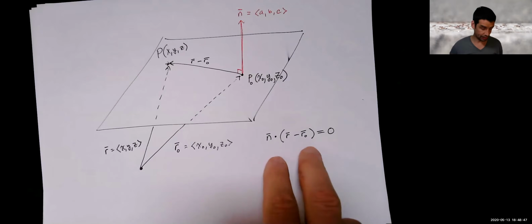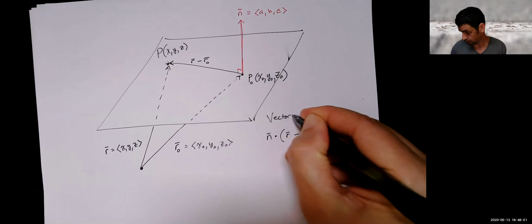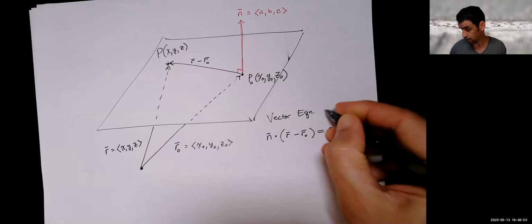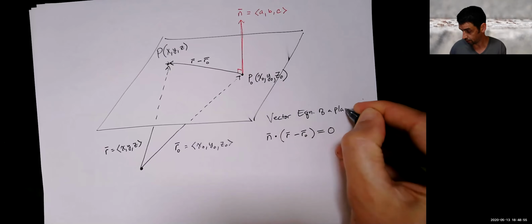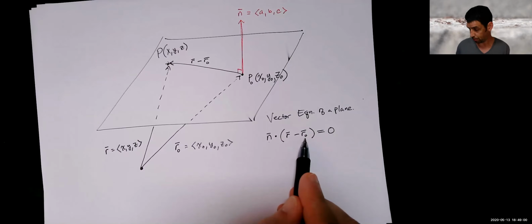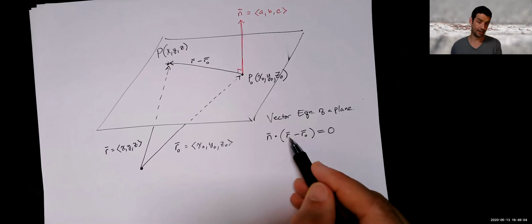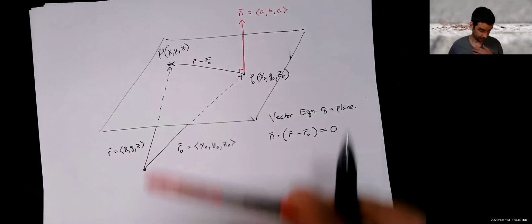So this is our equation. This is the vector equation of a plane, right? You just need to know n will be known and a point will be known that we use to define this vector r naught, and r represents arbitrary points in the plane.